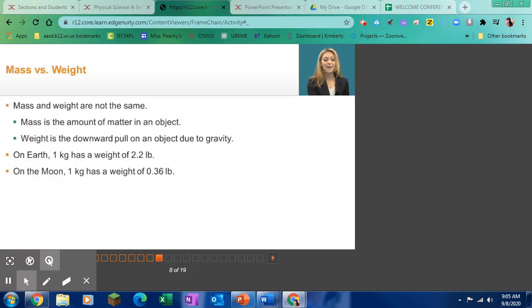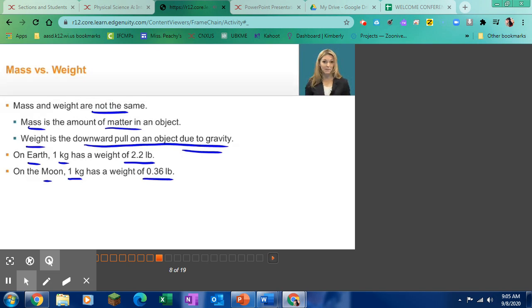Mass and weight are not the same. Mass is the amount of matter that's in an object. Weight, on the other hand, is the downward pull of an object due to gravity. So it's based on the gravitational pull. On Earth, 1 kilogram has a weight of 2.2 pounds, but only when it's on the Earth. If it were on the moon, then 1 kilogram has a weight of 0.36 pounds. That's only a sixth of what it is on the Earth.